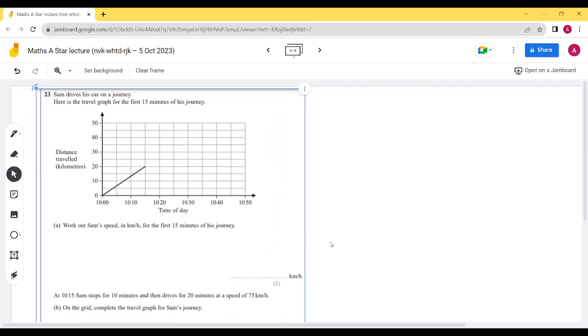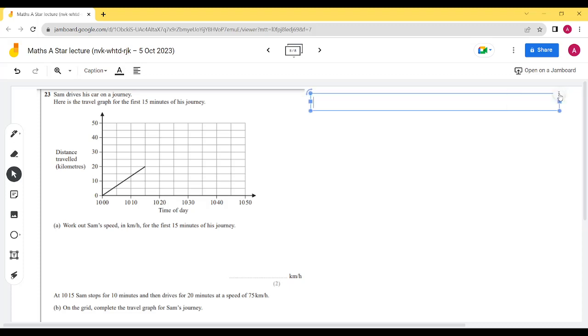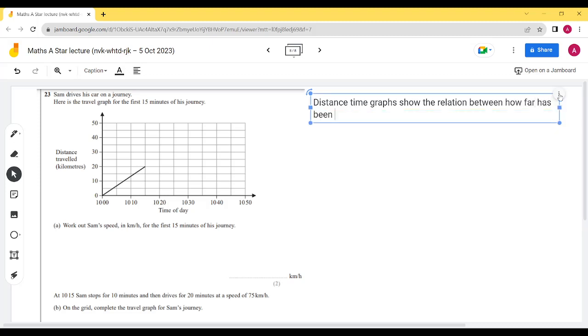Okay, so here we got a question. Sam drives his car on a journey. Here is the travel graph for the first 15 minutes of his journey. I need to work out the speed of his travel. So basically, just to mention, one part of this won't be shown on this particular distance time graph, but distance time graphs show the relation between how far has been travelled and how long it has taken.